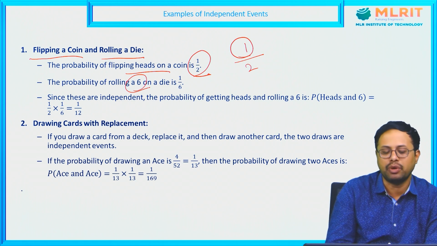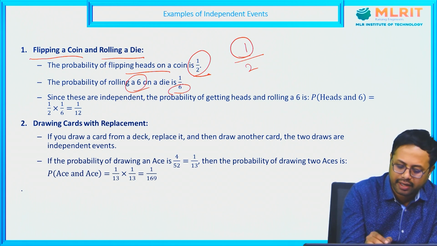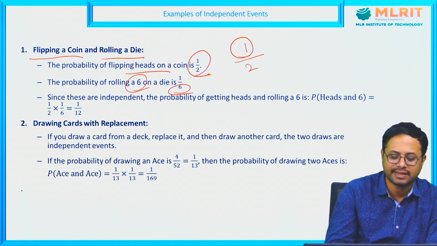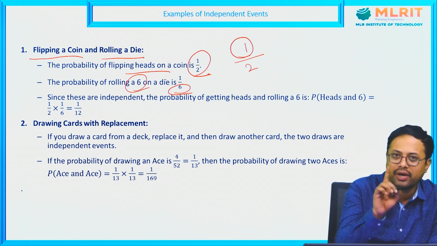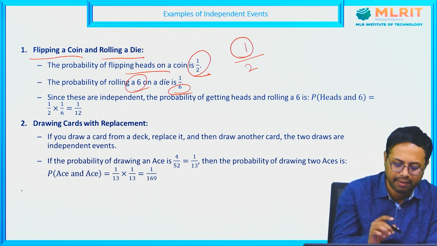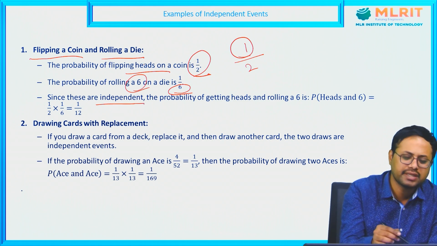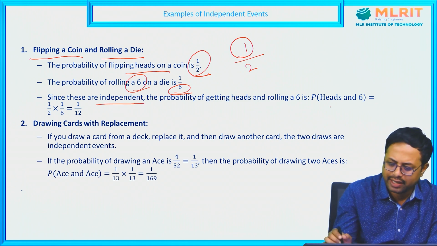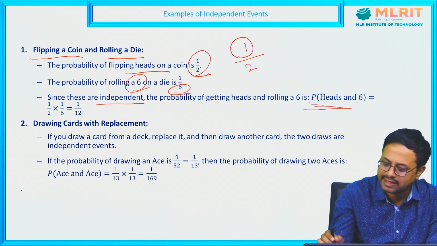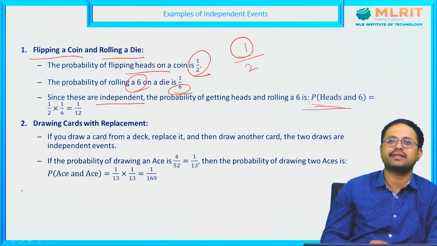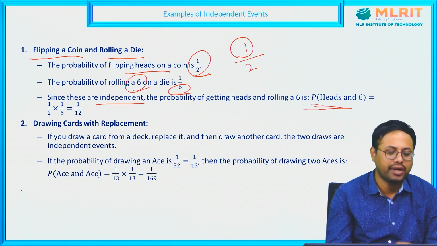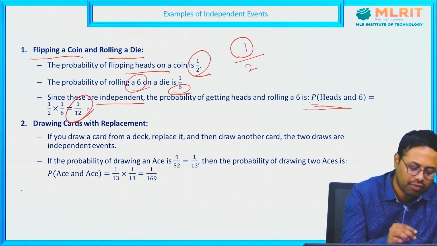Next, rolling a die: total 6 possibilities, that is the denominator. The total number of possible outcomes is 6, and the favorable outcome is only one number from 1 to 6, so that is 1 by 6. Since both are independent, one is not depending upon the other, you have to take the product: probability of head and rolling a 6. Then you get 1 by 2 into 1 by 6, that is 1 by 12.